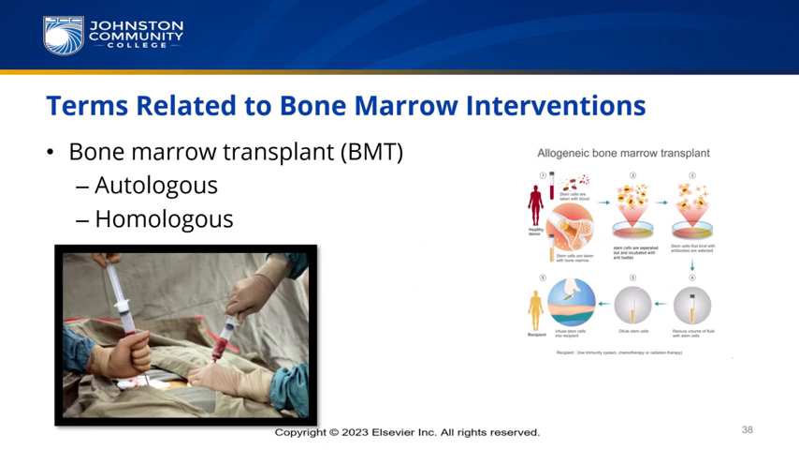Terms related to bone marrow interventions. A bone marrow transplant is the removal of healthy bone marrow from either the patient or a donor for later transplantation. An autologous transplant, remember auto means self, is when the bone marrow tissue is taken from the patient before treatment to be reintroduced later to form healthy blood cells. A homologous transplant, remember homo means same, is the transplantation of healthy bone marrow from a donor to a recipient to stimulate the formation of new blood cells.